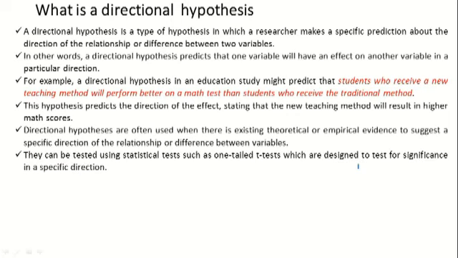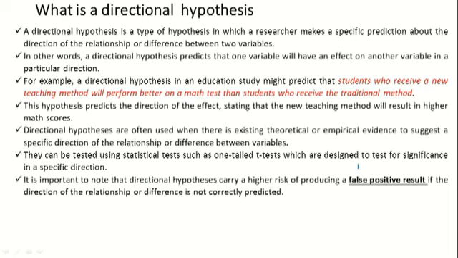They can be tested using statistical tests such as one-tailed t-tests, which are designed to test for significance in a specific direction. And it is important to note that directional hypotheses carry a higher risk of producing a false positive result. And we will look at this word, false positive. It is a loaded word. What is it and how does it affect research results?